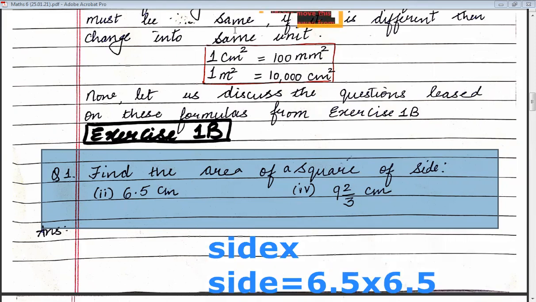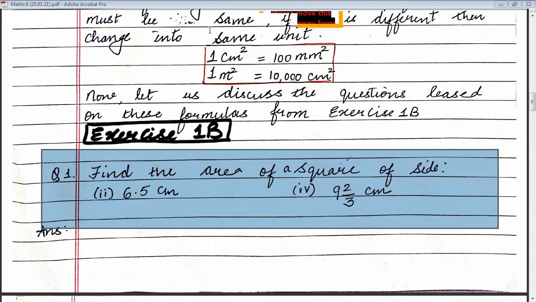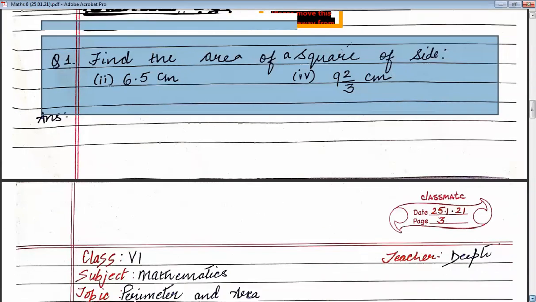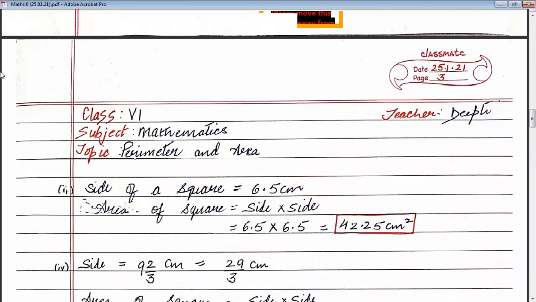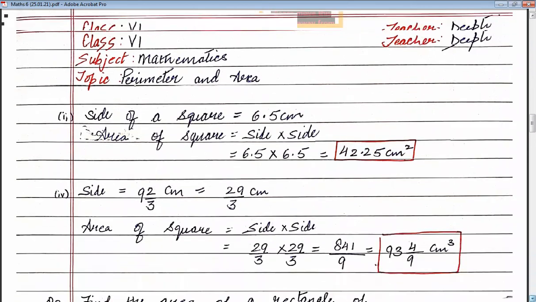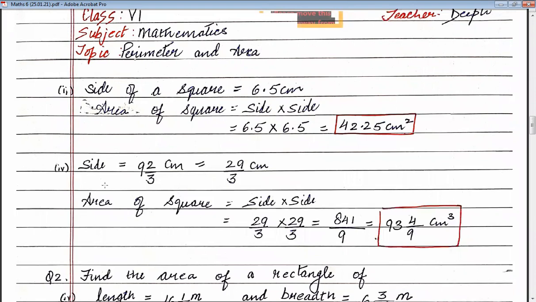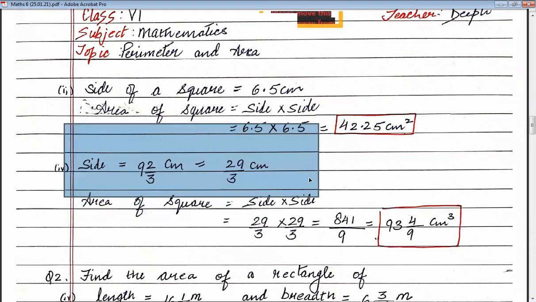Now let's check out the answer. Your answer will be in centimeter square. So now your final answer is 42.25 centimeter square. After multiplying the side, your answer is 42.25 centimeter square. Now children, let's look at part 2. That is again same. Side is given to you. That is 9 2 upon 3 centimeter.